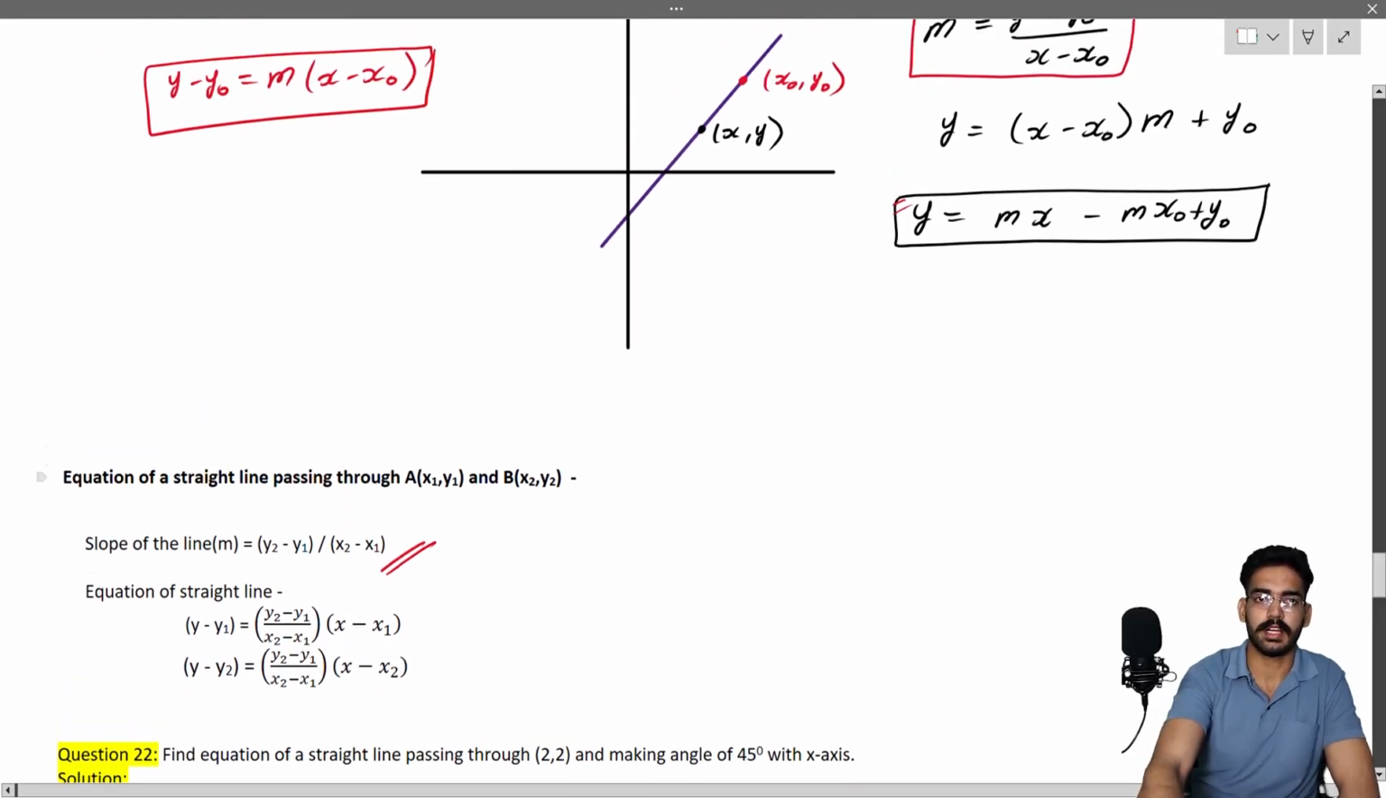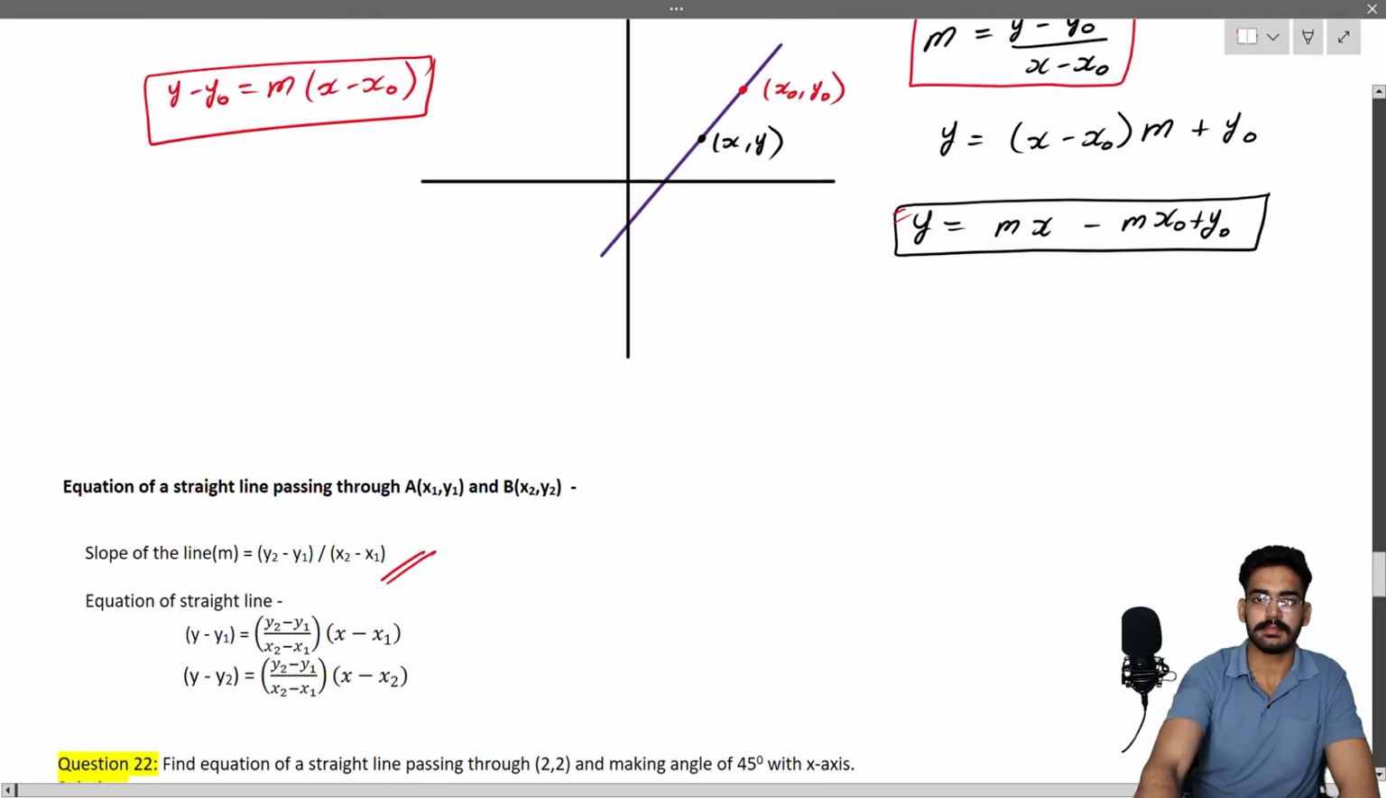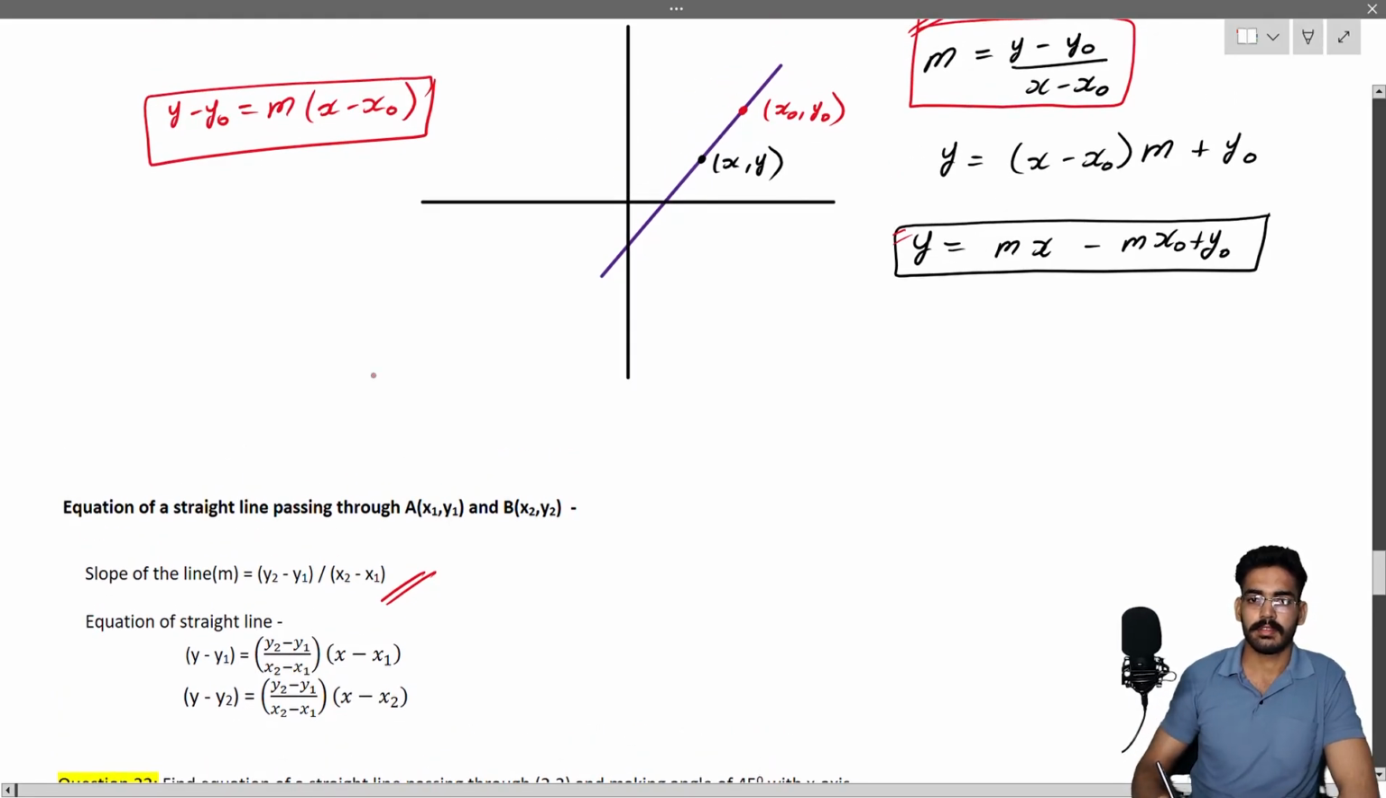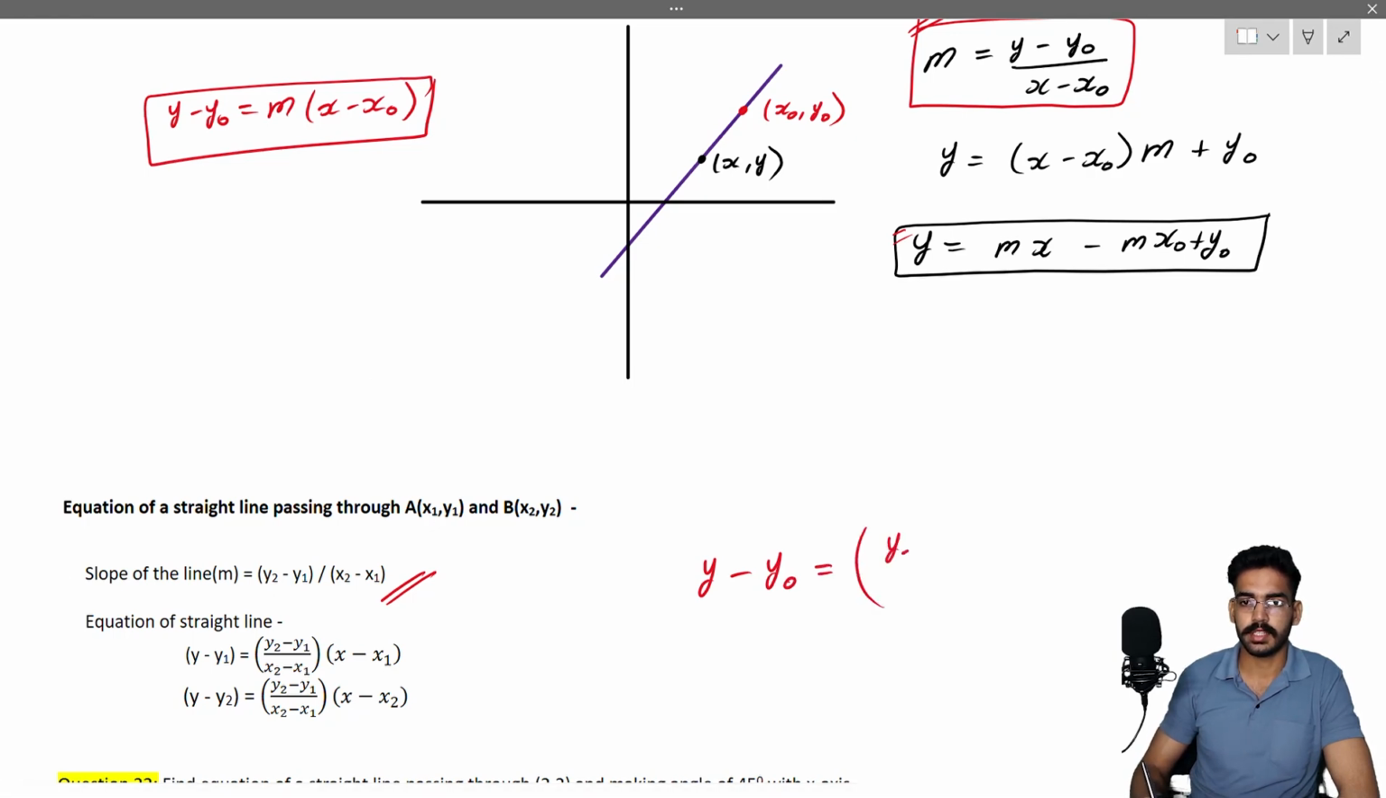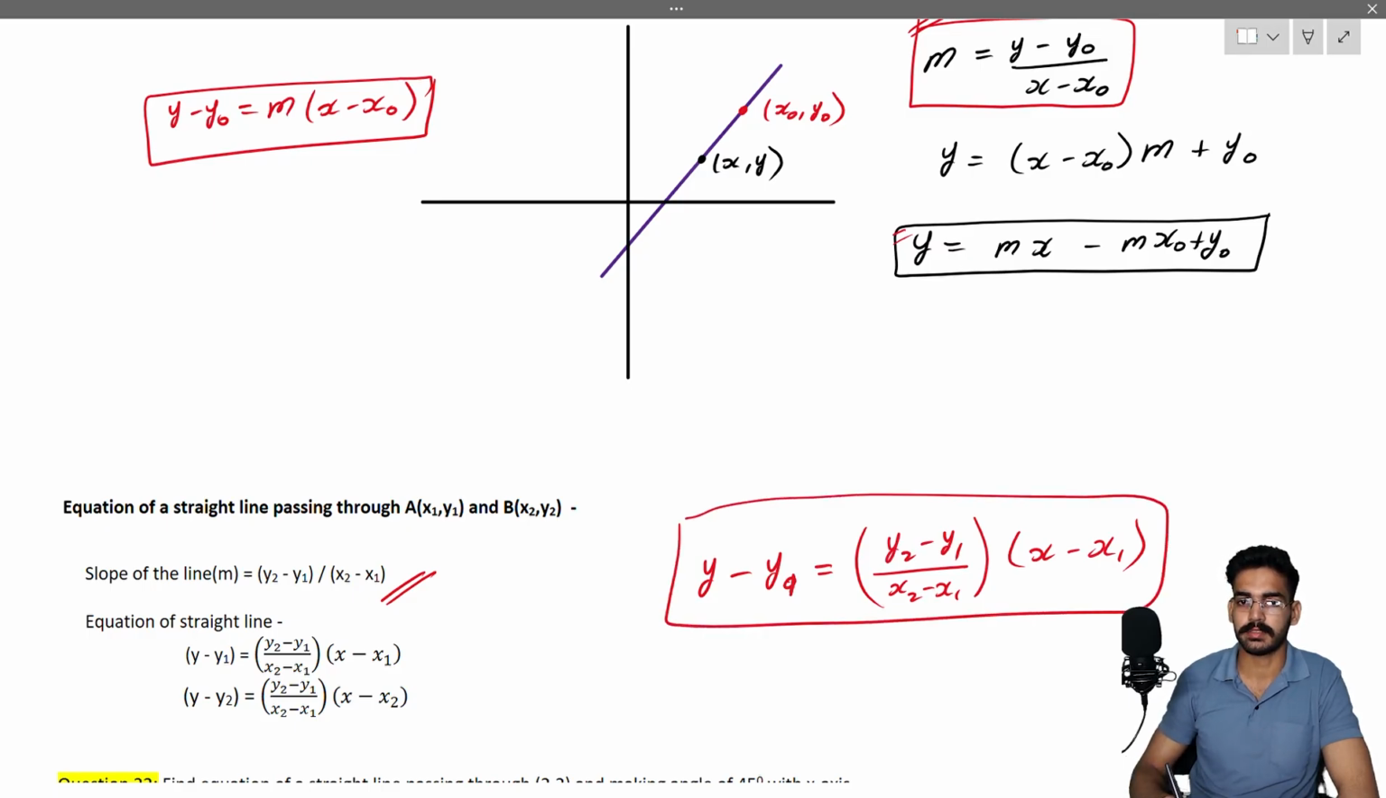If you see how we did previously, y minus y naught, and what we calculated as slope: y2 minus y1 divided by x2 minus x1, multiplied by x minus x1, since I considered x1 as the point. So here y1. This is basically my equation of the straight line passing through the point (a, b). I hope this is clear.